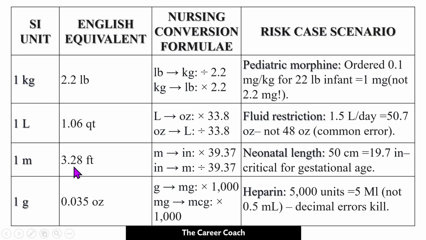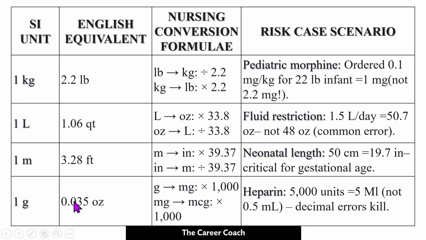1 meter is equal to 3.28 feet. From meter to inch, you multiply by 39.37. From inch to meters, you divide by 39.37. This is applicable in neonatal length. 50 centimeters is equal to 19.7 inches, critical for gestational age.